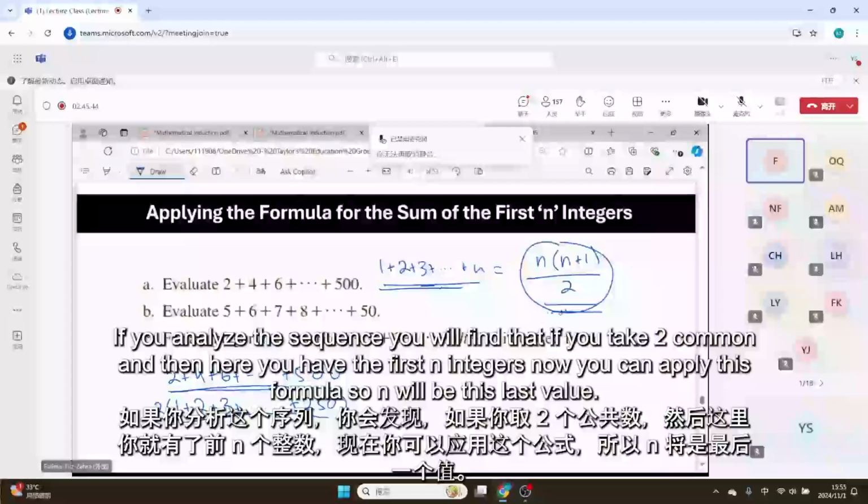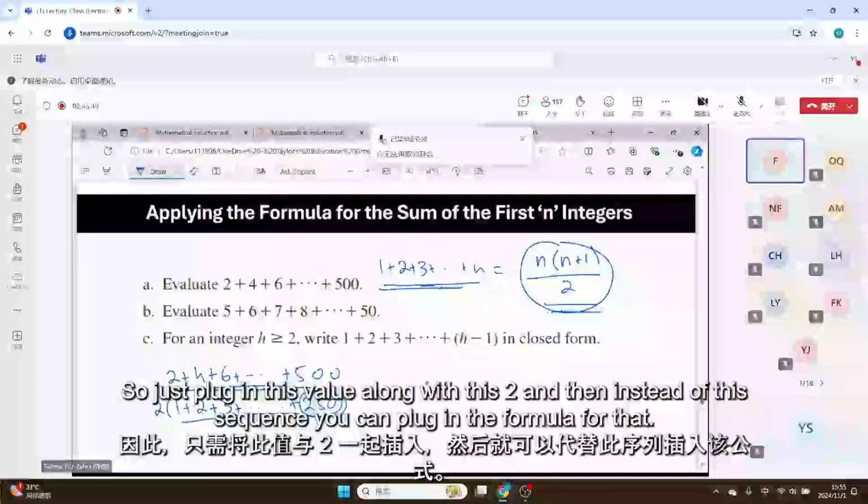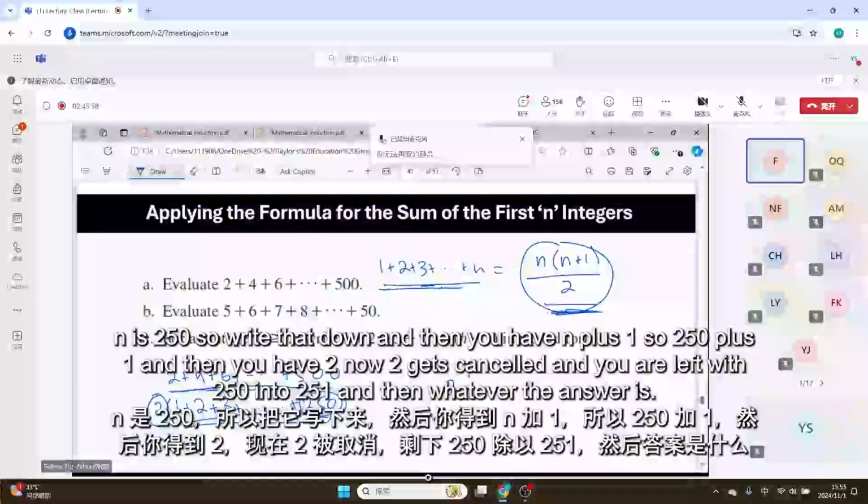Now you can apply this formula. So n will be this last value. Okay, so just plug in this value along with this 2. So 2, and then instead of this sequence, you can plug in the formula for that. N is 250, so write that down, n, and then you have n plus 1, so 250 plus 1, and then you have 2. Now 2 gets cancelled and you're left with 250 into 251, and then whatever the answer is.